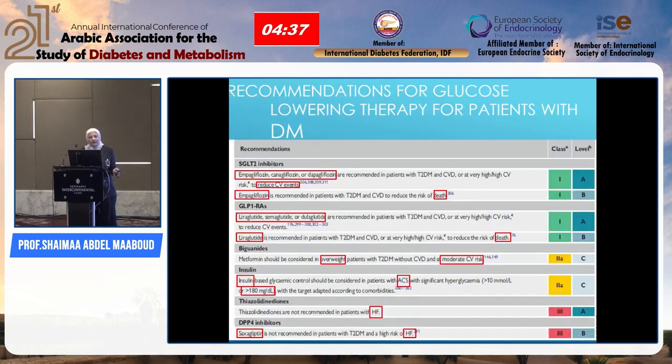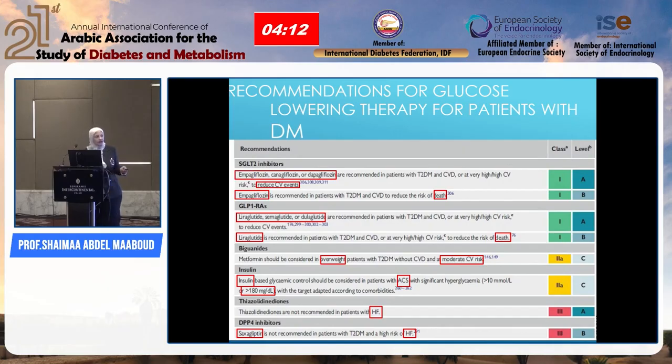So our recommendation as class 1 indication: empagliflozin, canagliflozin, dapagliflozin, to reduce the cardiovascular events. Empagliflozin is very important. It reduces the risk of death, as well as GLP-1 receptor agonists liraglutide, semaglutide, dulaglutide, which are very important in very high risk or high risk patients to reduce the cardiovascular events.